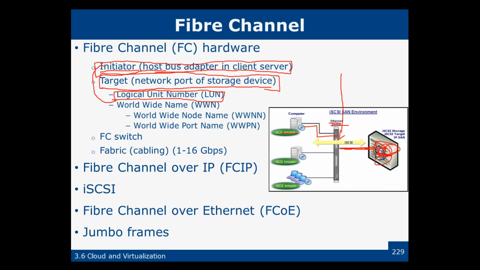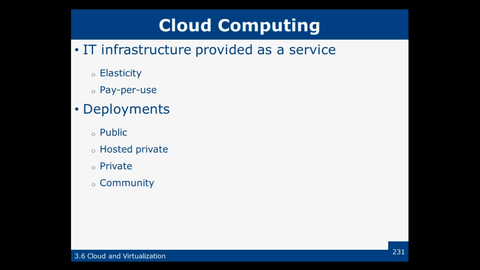We may want to configure all of these devices to use jumbo frames so that you can get the data transferred quicker. Jumbo frames just means that we're going to have a much larger maximum transmission unit, somewhere around 9,000 bytes instead of the 1,500. Fibre Channel over IP, iSCSI, Fibre Channel over Ethernet, and all of these things use the same concept. Fiber, again, is going to be much, much faster, but fiber is also going to be much, much, much more expensive.